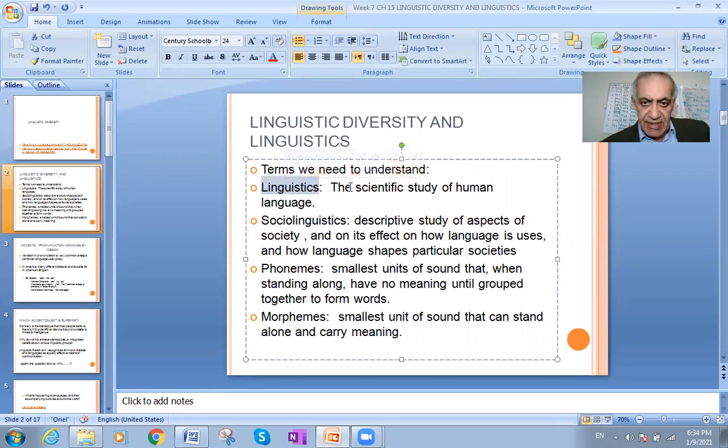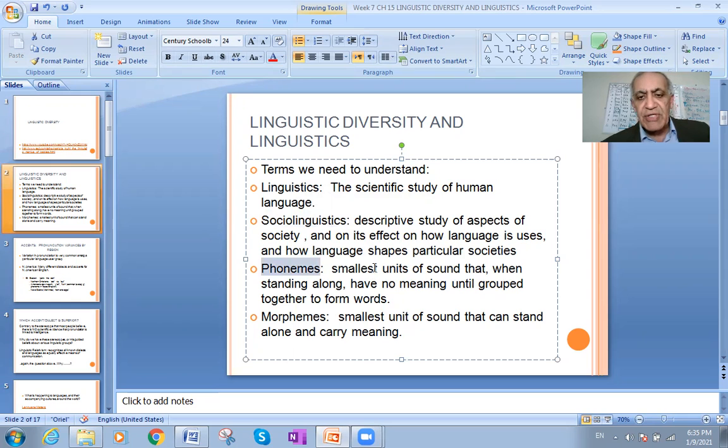Linguistics is the scientific study of human language. Sociolinguistics is the descriptive study of aspects of a society and its effect on how language is used and how the language shapes particular societies. So this is the difference between linguistics and sociolinguistics. The language which is related to our society, this is sociolinguistics.